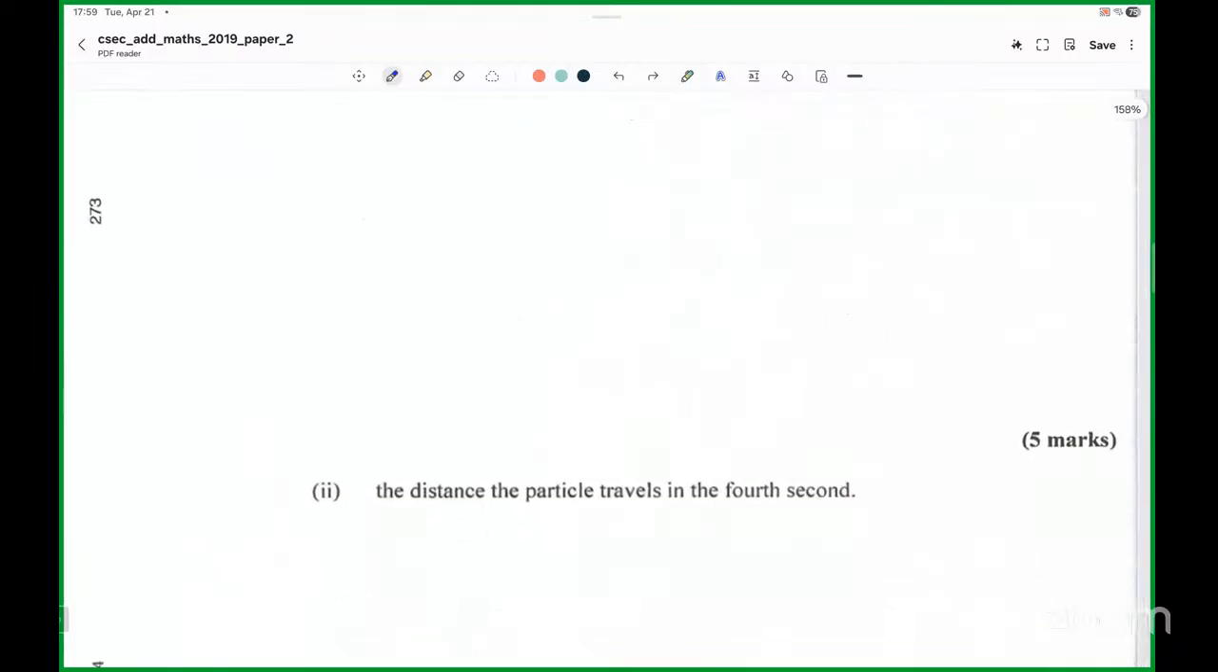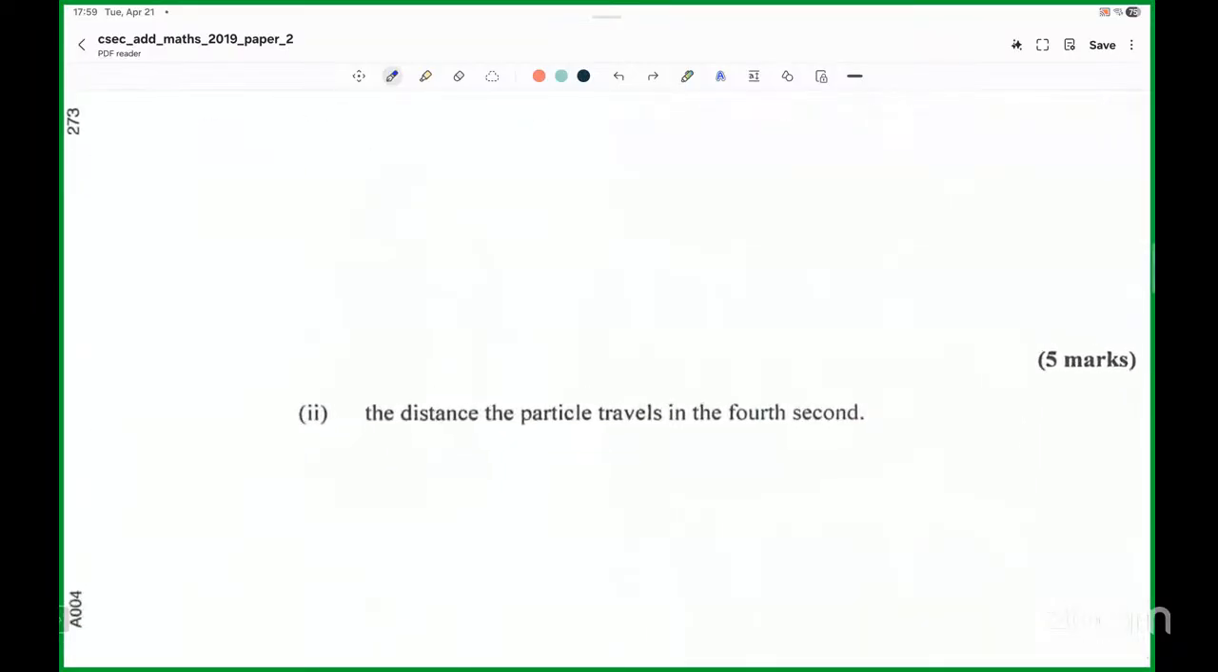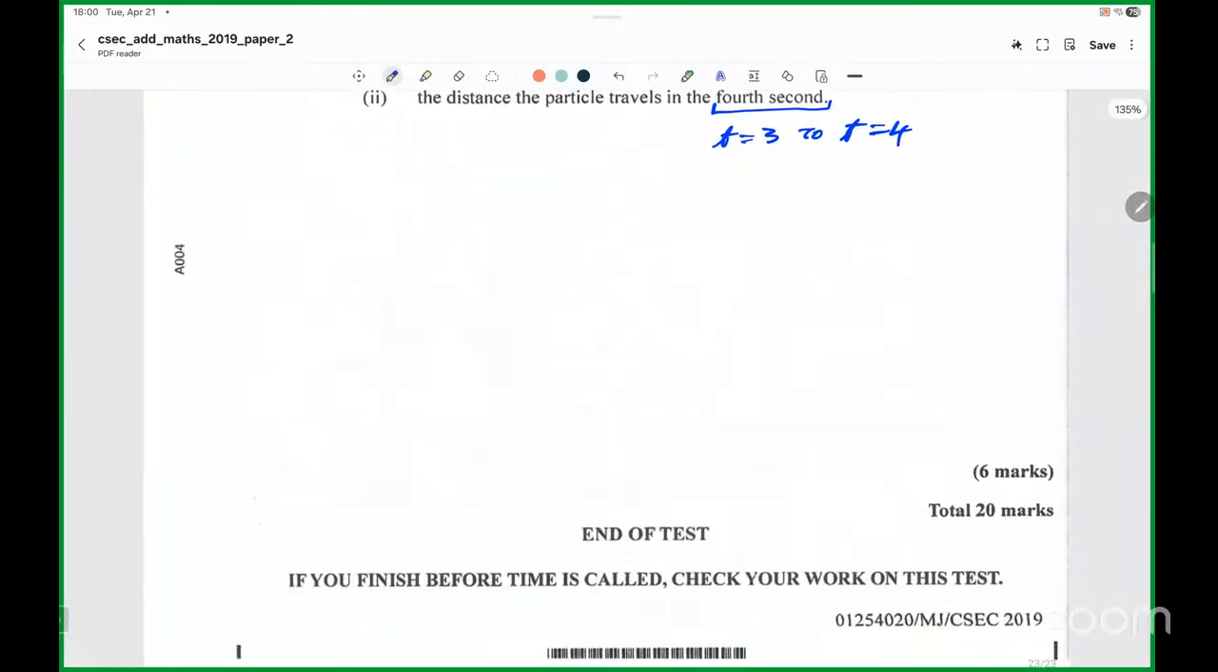That's the first part. The second part is for you to find the distance the particle travels in the 4th second. Careful now, the 4th second. The 4th second is between which two times? If I said the distance traveled in 4 seconds, that's different from the distance traveled in the 4th second. The 4th second is between t equals 3 and t equals 4. So I want the distance traveled between t equals 3 and t equals 4. That's what you're going to work out for me, and then the question is done.